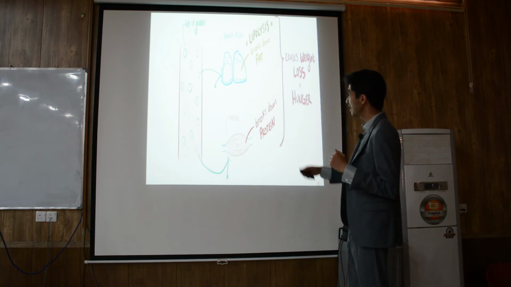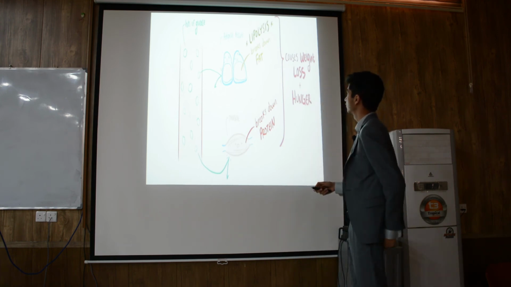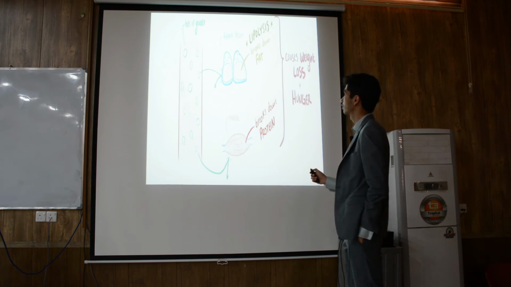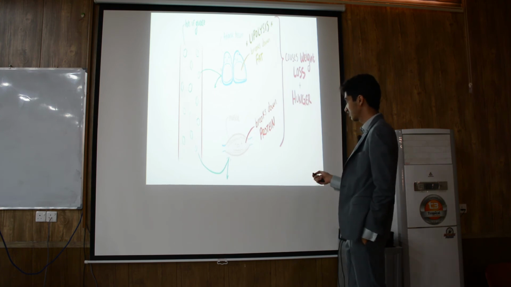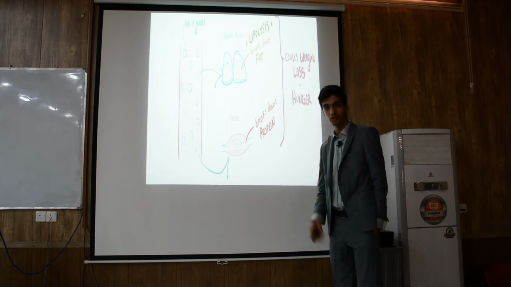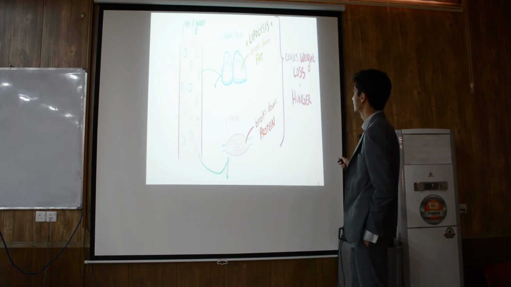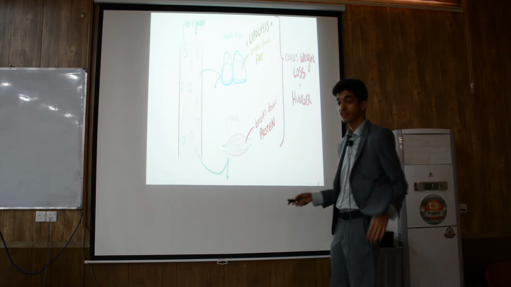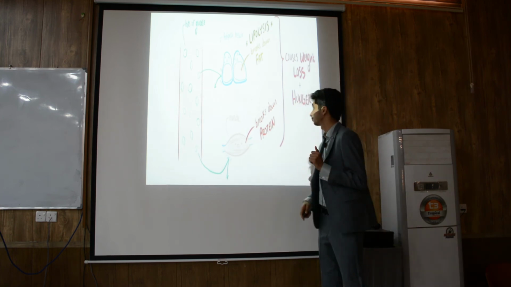Now, this will make these cells strive for energy, leading to lipolysis in adipose tissue, or the breaking down of fats, and proteolysis in the muscle tissue, or the breaking down of proteins. This will lead to weight loss and an excessive feeling of hunger, which is the fourth symptom, polyphagia.